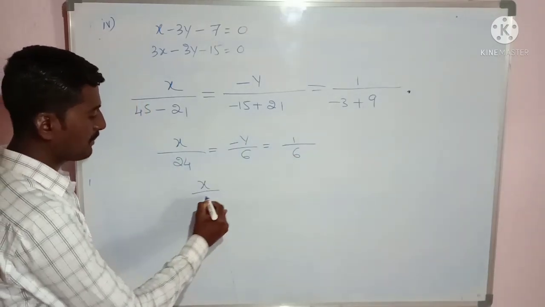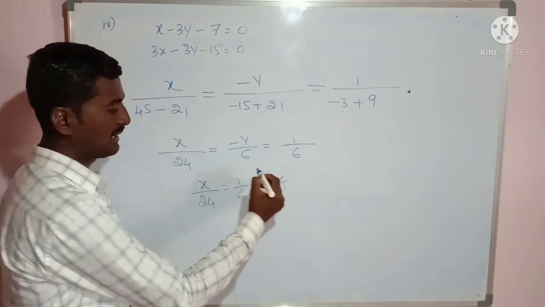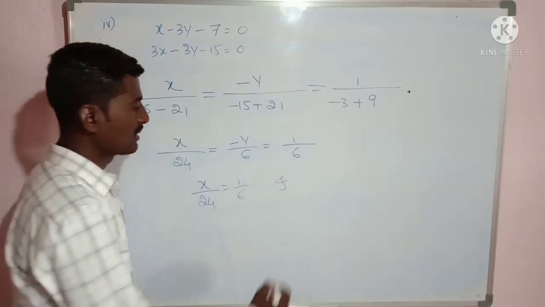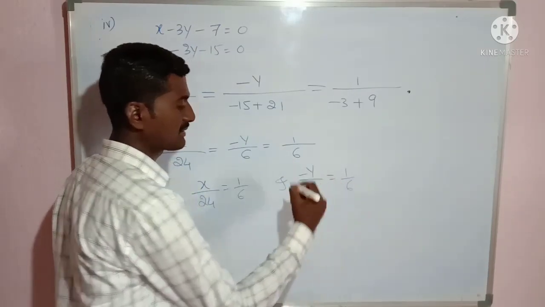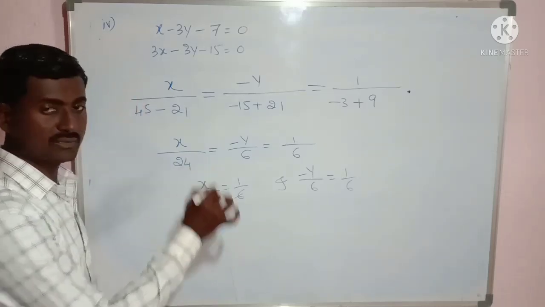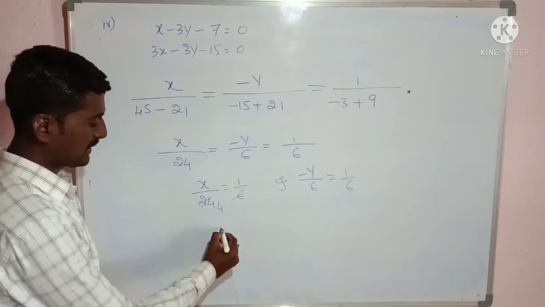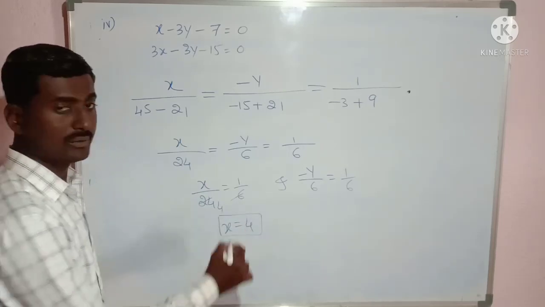Now we shall take the first and the last term first. x divided by 24 is equal to 1 by 6, and the second and third term now, minus y divided by 6 is equal to 1 by 6. Okay. Now here 6 1s are 6, 4 6s are 24. Now x equal to how much? By cross multiplication I will get x equal to 4.